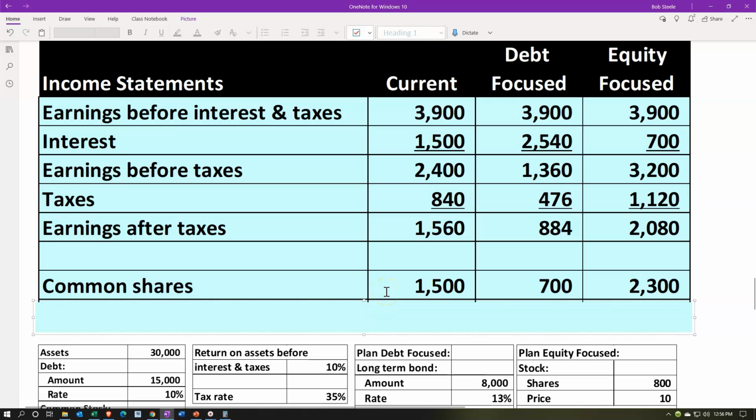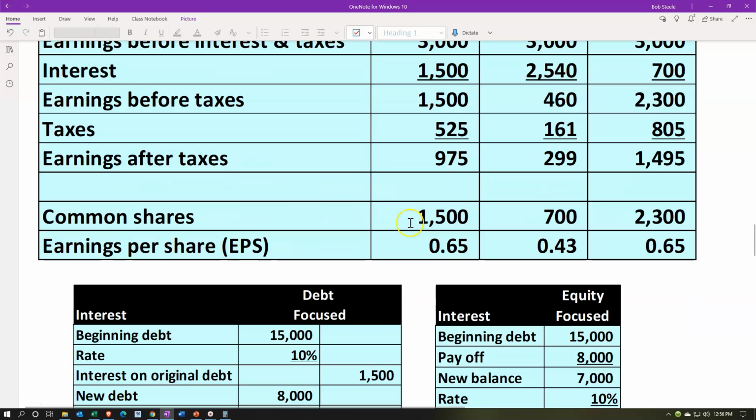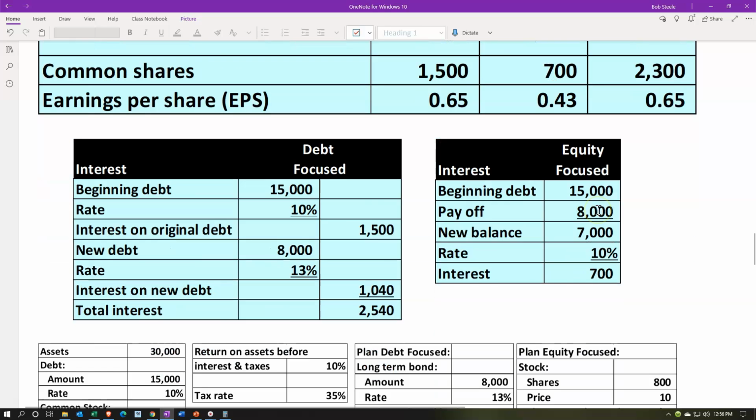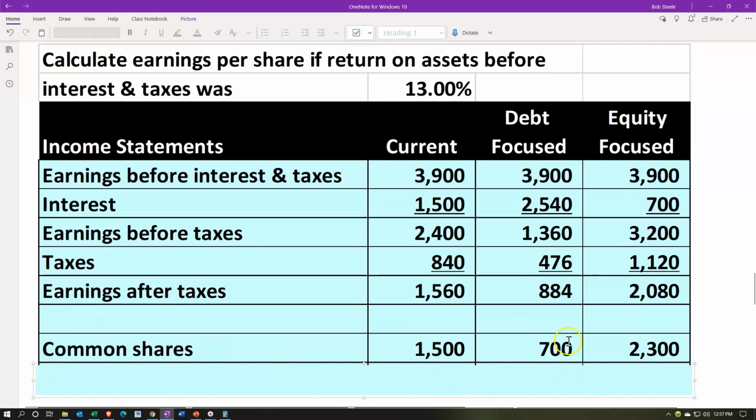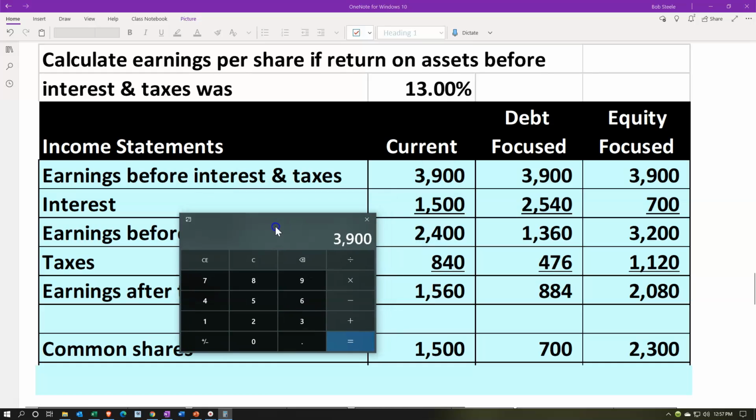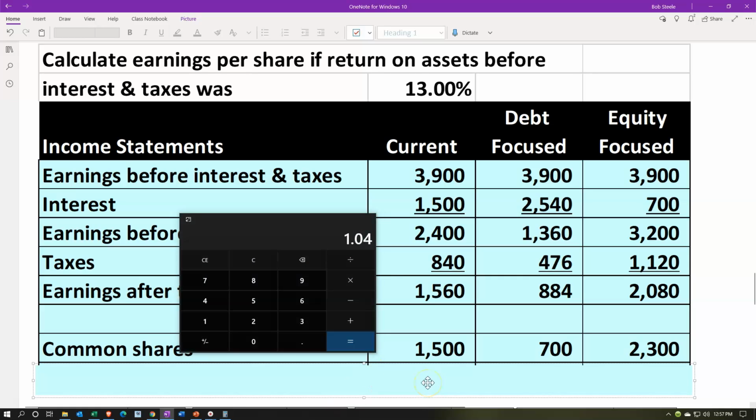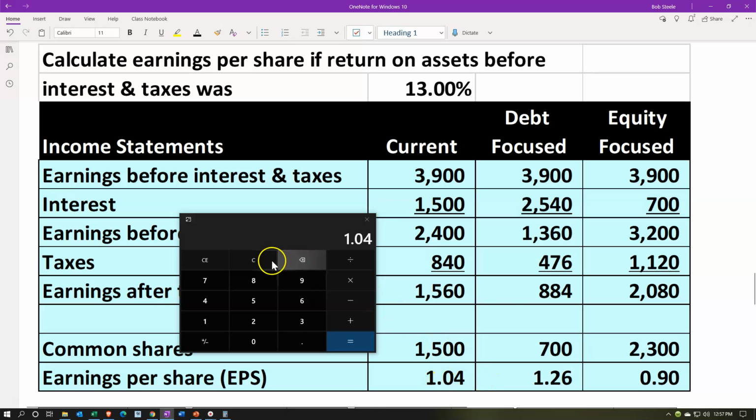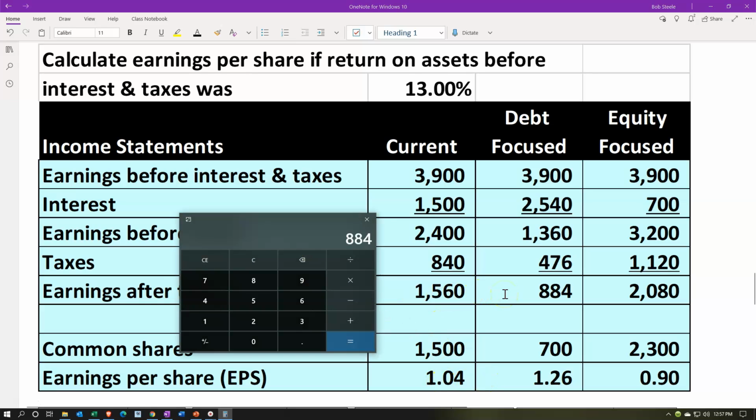So then let's take a look at the number of shares. Same breakout for the shares, same explanation we saw up top, meaning we have our shares 1,500, 700, 2,300. Same breakout of the shares now, but now we have a different amount of income to be distributing over them. So we've got the 1,560 divided by the 1,500. That's going to give us the 1.04 here. And then here we've got the 884 divided by the 700, which is $1.26. And then if we take a look at the equity, we've got the 2,080 divided by the 2,300, and we've got the 0.9.